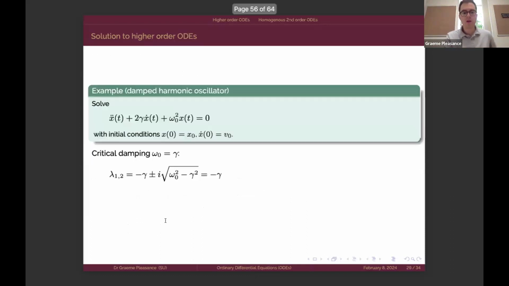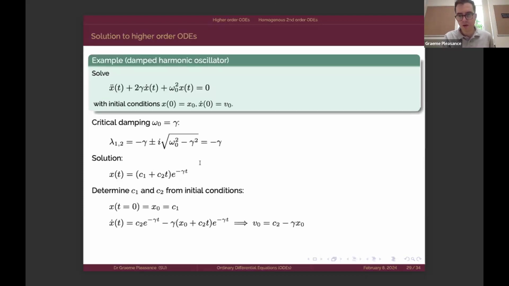Okay, so just revisiting the previous example of the damped harmonic oscillator. Previously we looked at the underdamped and the overdamped regime. In the regime with critical damping, where omega naught is equal to gamma, we get this kind of degeneracy that appears in the roots of the auxiliary equation. So in this case, lambda 1 and lambda 2 are both equal to minus gamma.